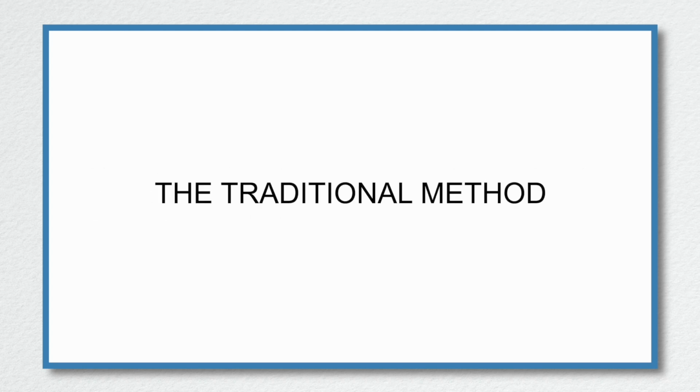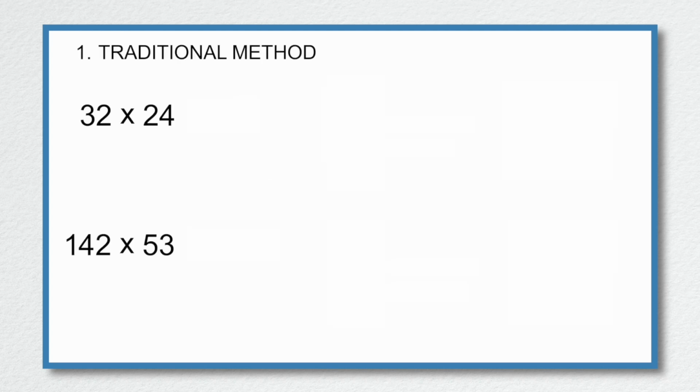So we'll begin with the traditional method, the method that I learned when I was at school. Interestingly enough, it is a method that some students do struggle with. The 2 calculations we're going to be looking at are 32 multiplied by 24 and 124 multiplied by 53. We'll do 32 multiplied by 24.